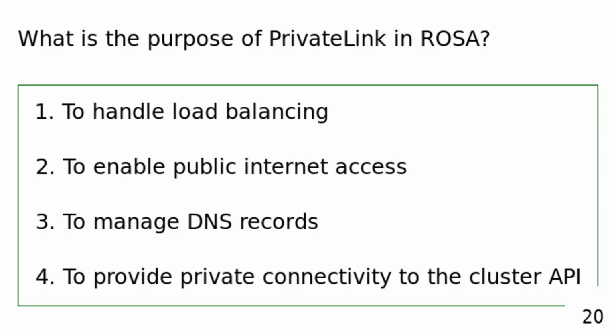What is the purpose of private link in ROSA? To handle load balancing. To enable public internet access. To manage DNS records. To provide private connectivity to the cluster API.